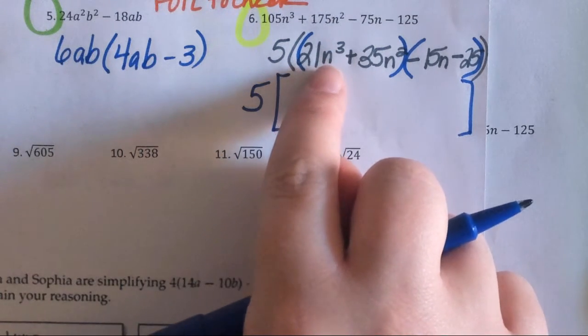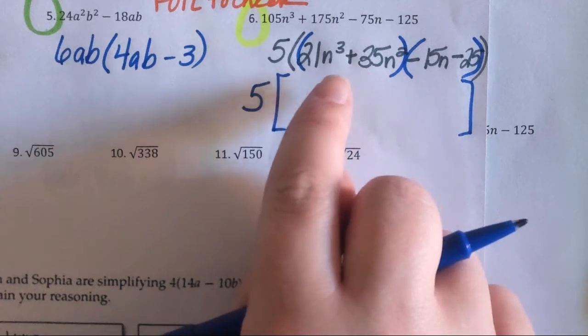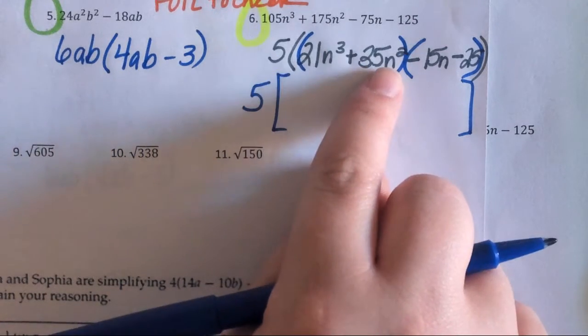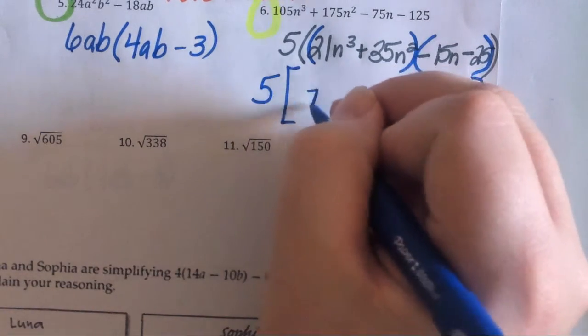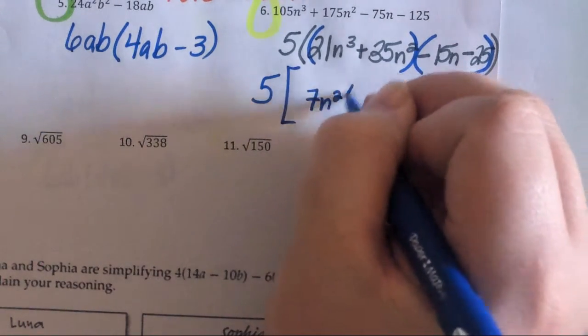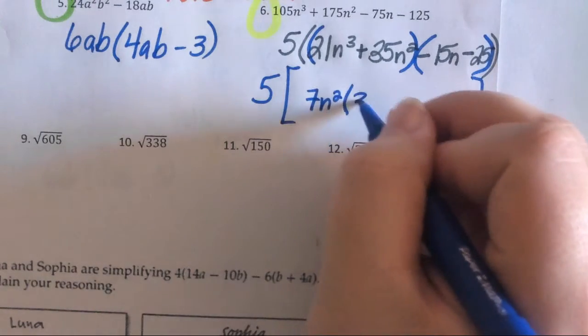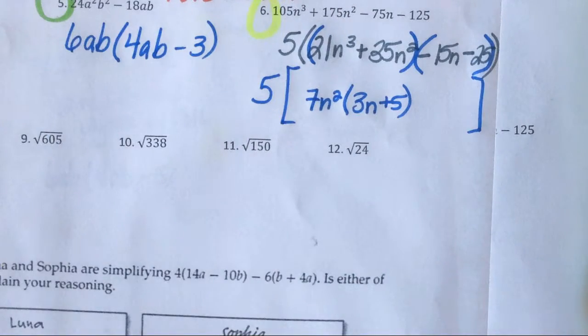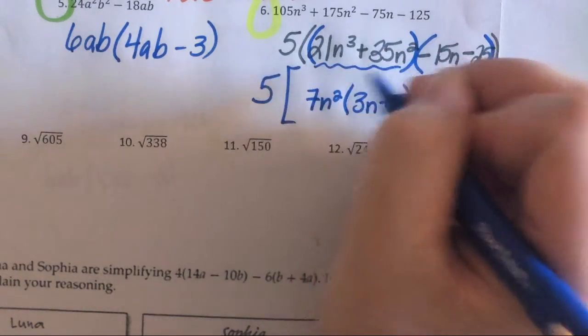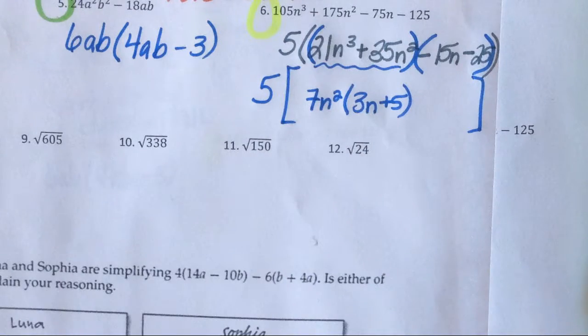What can I factor out of 21n cubed plus 35n squared? 7 what? And what would you be left with? Perfect. So that's from that first term. This one led to 7n squared plus 3n plus 5.